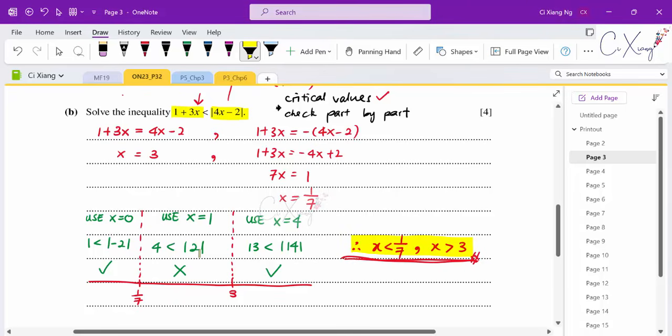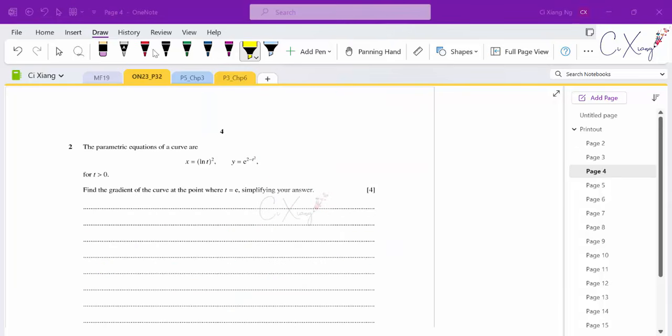Okay, so for checking part by part, if you don't show it in the solution, it's okay, because there are many different ways that students can solve this question. So either you show the graph, or you show your solution by squaring both sides. But again, before you decide the final answer, make sure you check your answer part by part for this kind of inequality or equation. Okay, so this is how we solve this question.